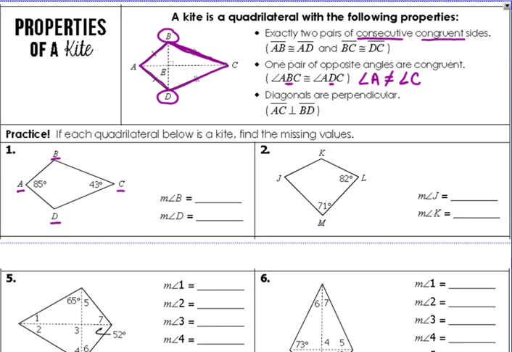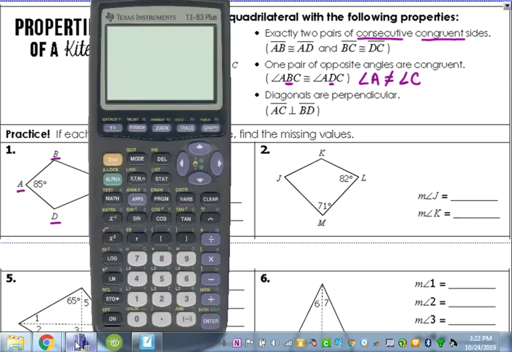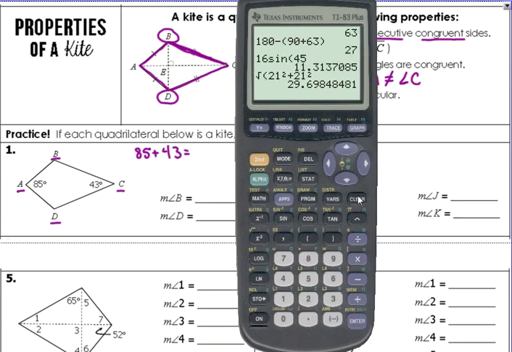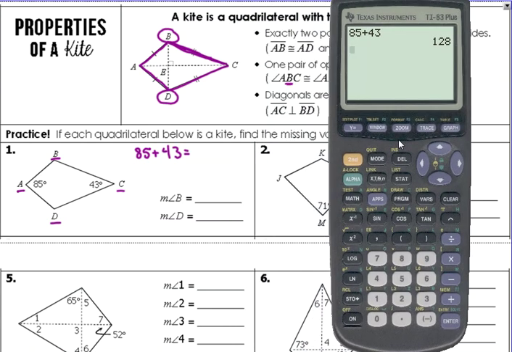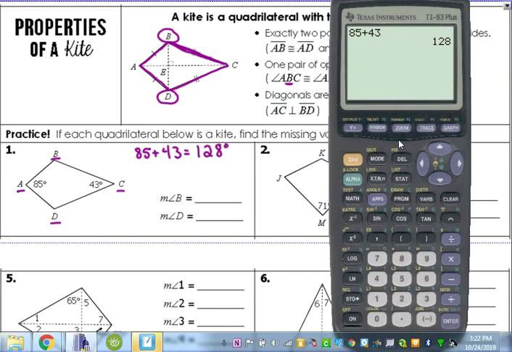Think about a square. They're all 90 degrees. You have 4 angles, so there's 360 degrees total. Right now, we are using up 85 plus 43 of them, so right now we're using up 128 degrees total. So that means that we have 232 degrees left for angles B and D together.